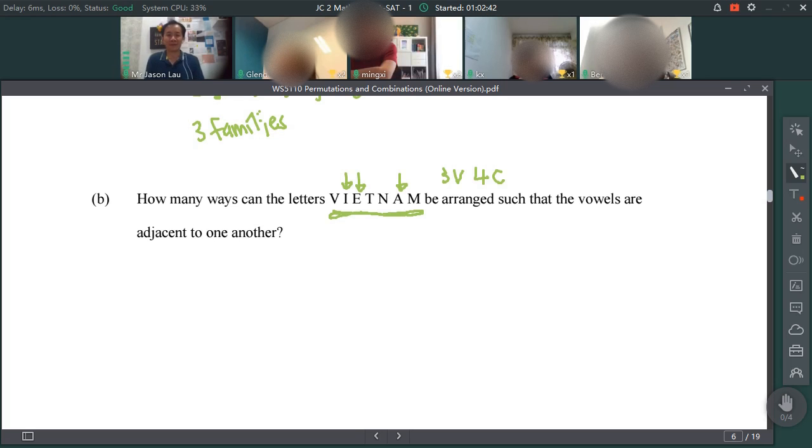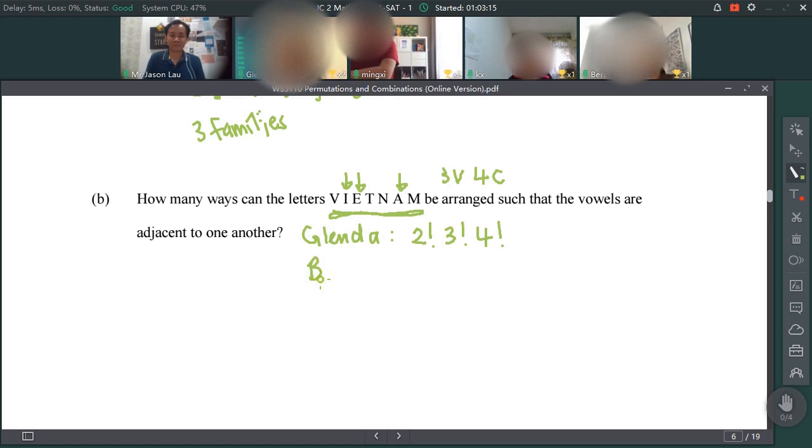Okay, so Grander, what's the answer? 2 factorial times 4 factorial times 3 factorial. Minxi, can you check? Is it correct? Wait, I don't know. I put 5 factorial, 3 factorial. Oh, because the vowels can be in between, right?